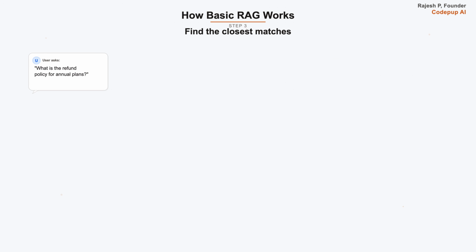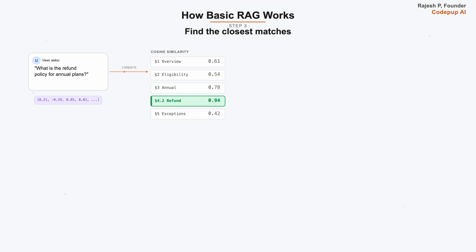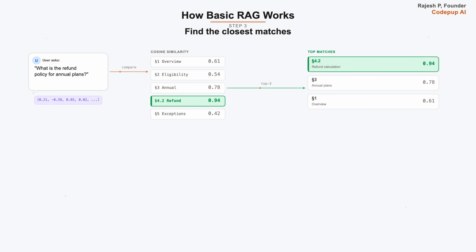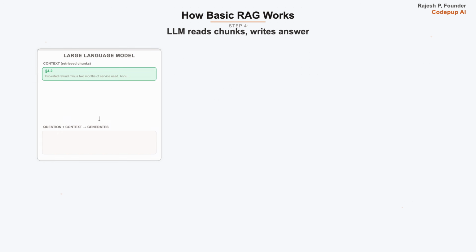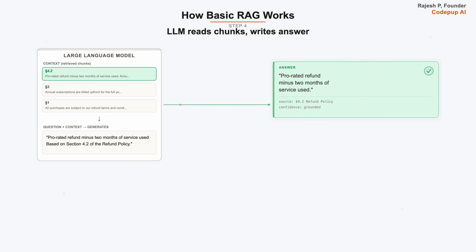Now a user asks a question. What is the refund policy for annual plans? That question also gets converted into an embedding using the same model. The database compares the question embedding against all stored embeddings and finds the closest matches. The top results, usually 3 to 5 chunks, get pulled out. Those chunks go into the LLM as context, along with the original question. The LLM reads the chunks and writes a coherent answer based on what it found.